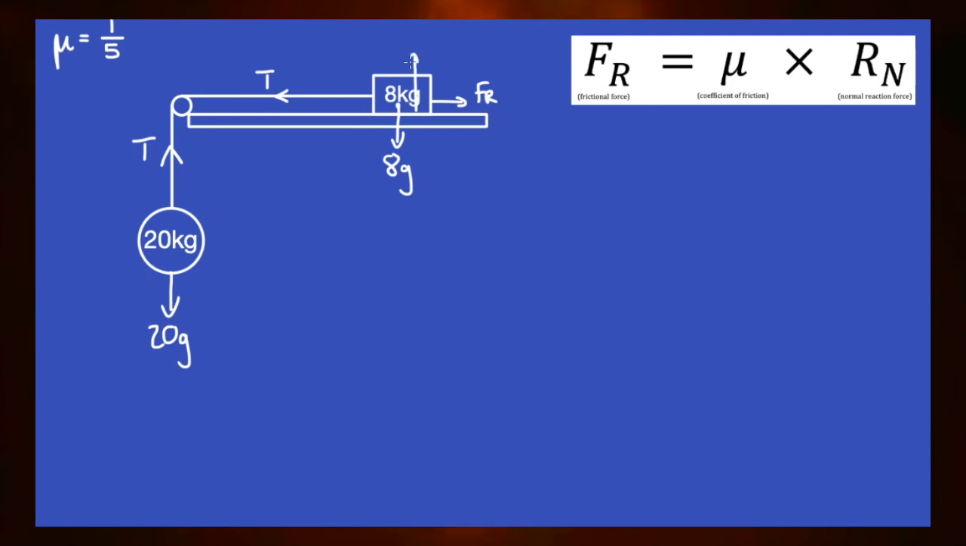Therefore, my reaction normal force up here is 8g. And I've labelled on everything I need. So the first thing to do is work out what this value Fr is. We know that the coefficient of friction is 1/5, so it's going to be 1/5 multiplied by 8g. This gives me a value for Fr of 1.6g.